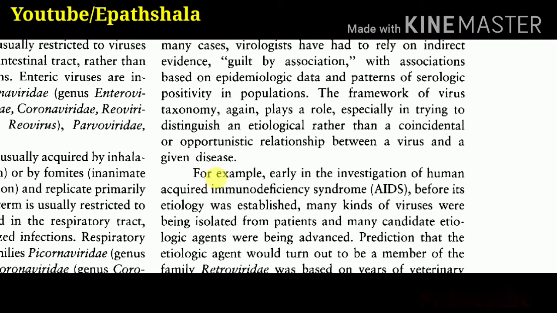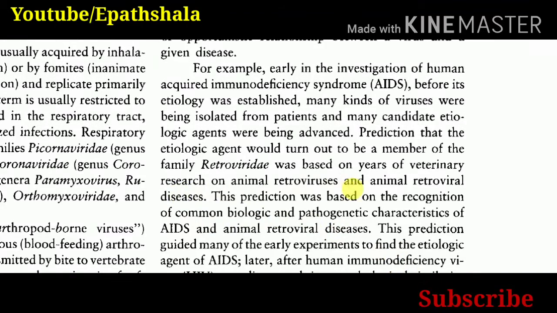For example, early in the investigation of the human acquired immunodeficiency syndrome, that is AIDS, before its etiology was established, many kinds of viruses were being isolated from patients and many etiologic agents were being advanced. The prediction that the etiologic agent would turn out to be a member of the family Retroviridae was based on years of veterinary research on animal retroviruses and animal retroviral diseases. The prediction was based on the recognition of common biologic and pathogenic characteristics of AIDS and animal retroviral diseases.